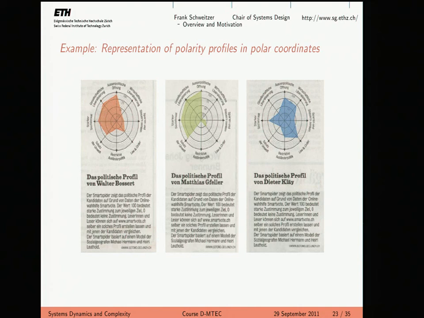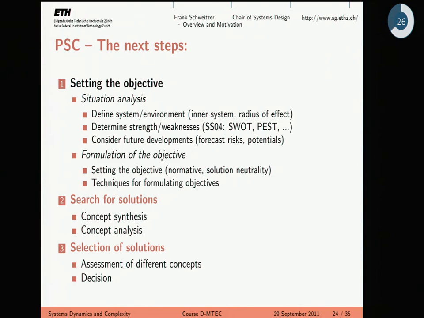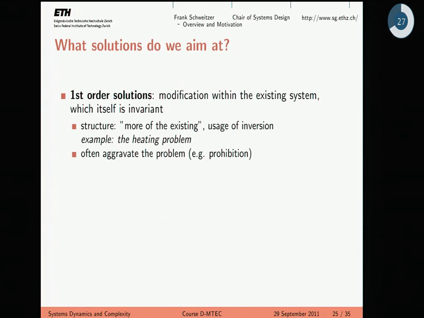Okay. Now we move to search for solutions. Second part. So far we didn't mention anything about solutions, and we shouldn't think about solutions. We should only think about the what and not about the how. But now we need to search for solutions. What kind of solutions are there?